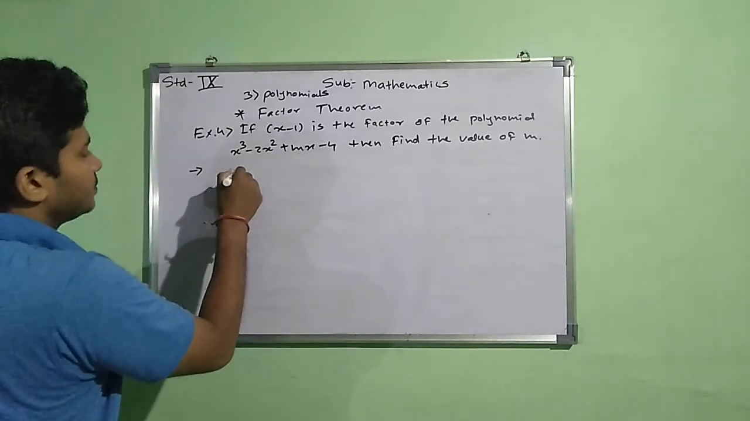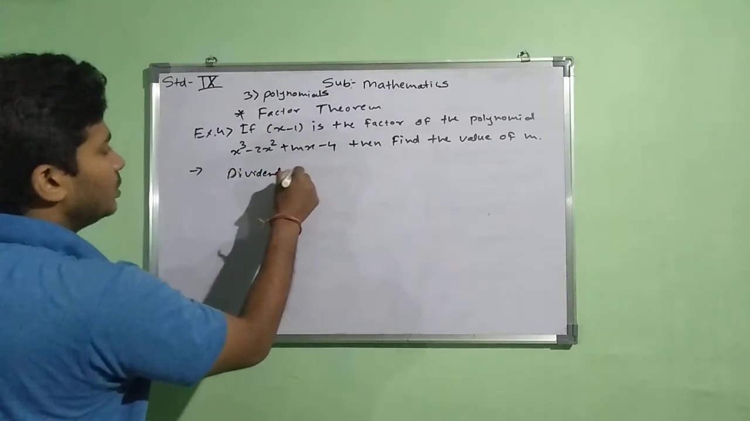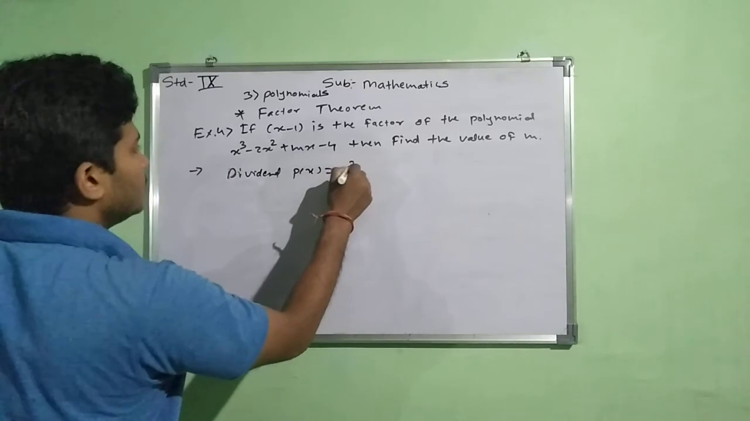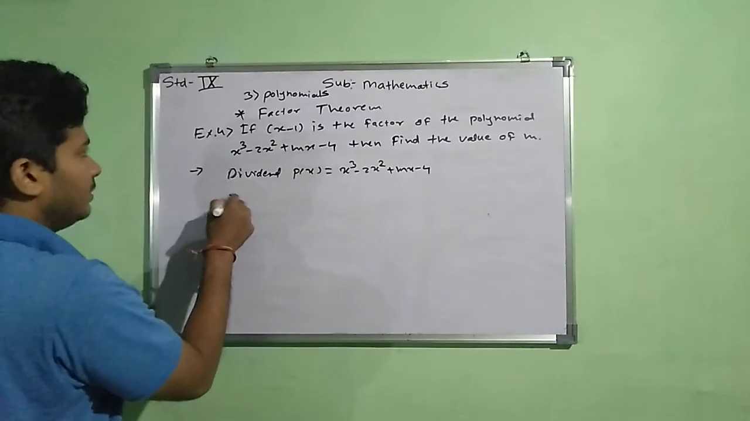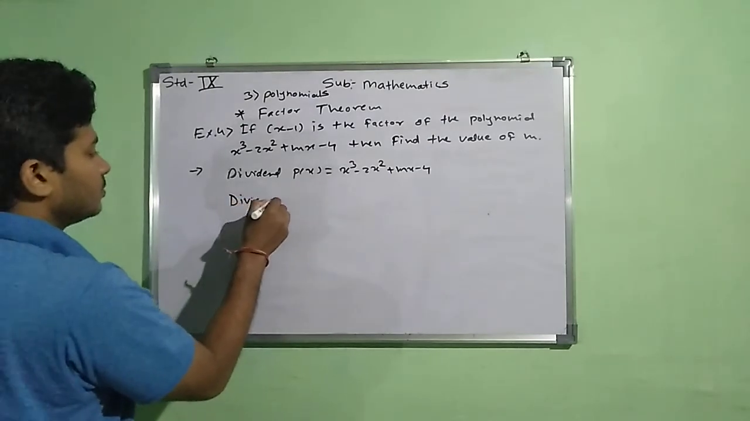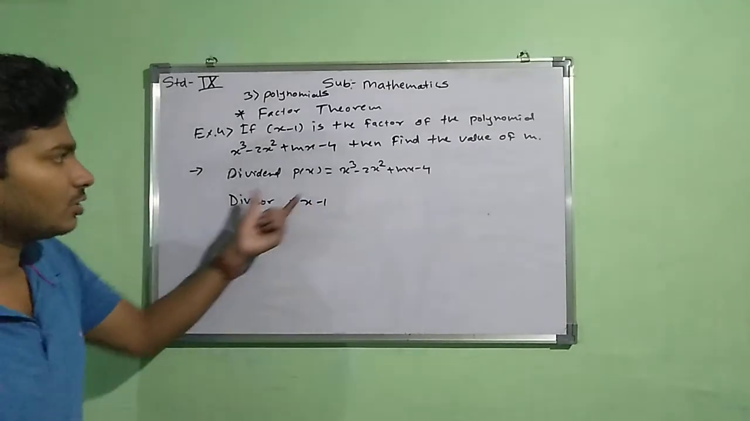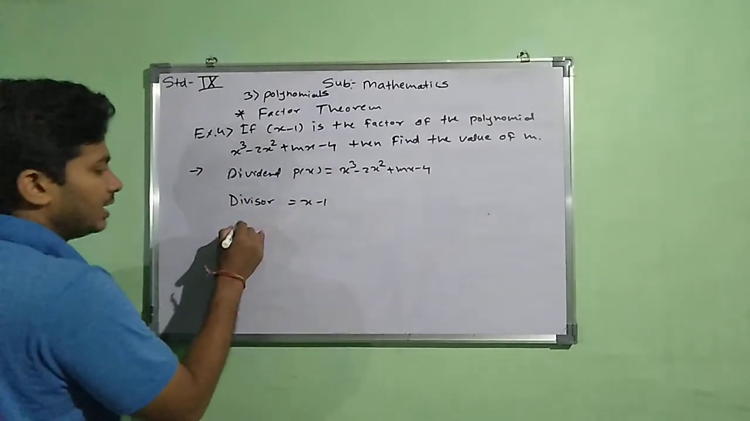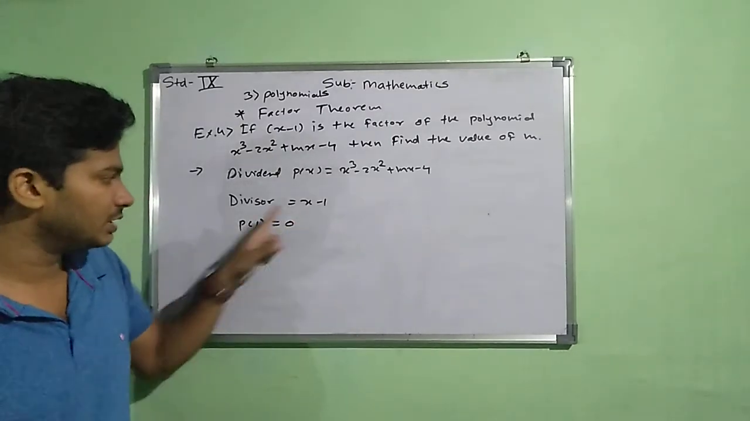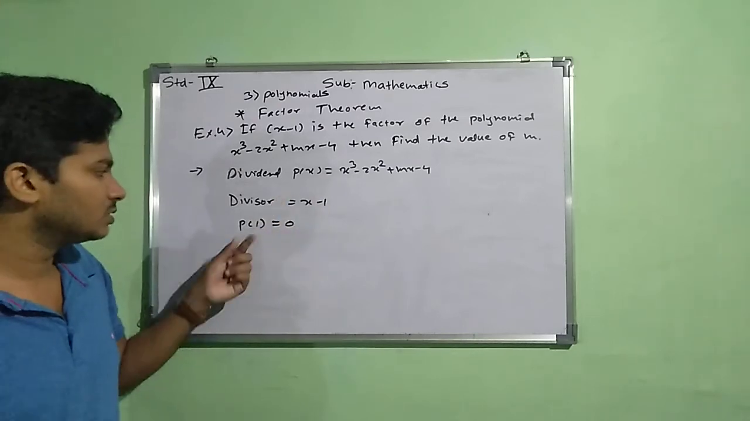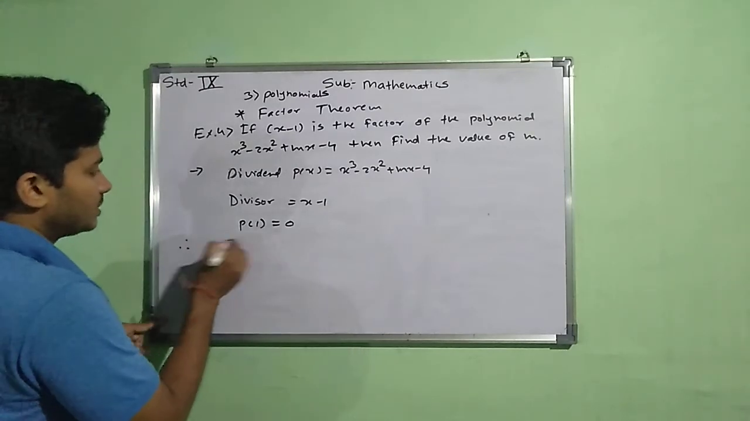The dividend we have is p of x, which is x cube minus 2x square plus mx minus 4, and the divisor we have is x minus 1. As they have given that the divisor is a factor of the given polynomial, we can say that p of 1 is equal to 0. That means the opposite of 1 is minus 1, the opposite of minus 1 is plus 1, so after taking that value, we will get remainder as 0. Therefore, now we will substitute that value here.